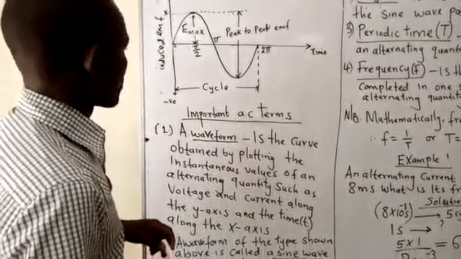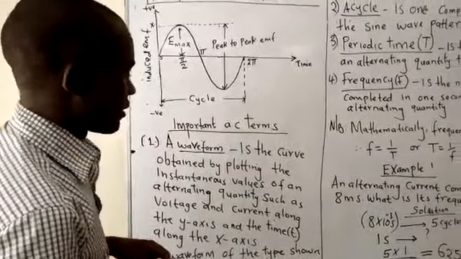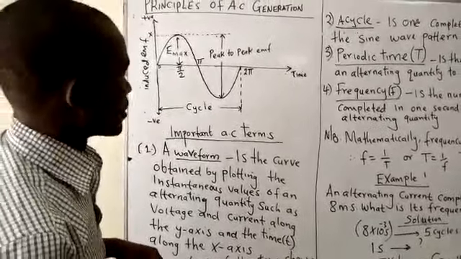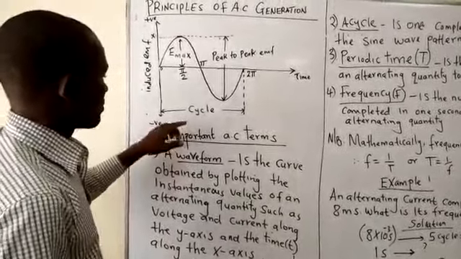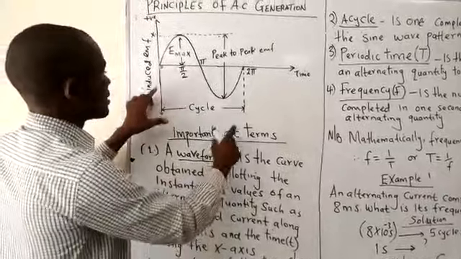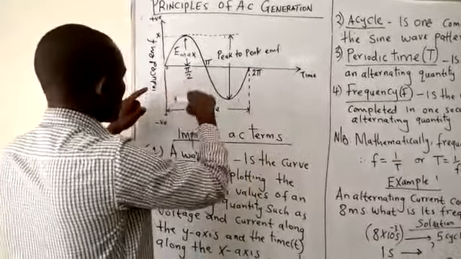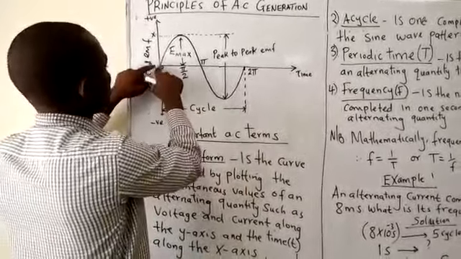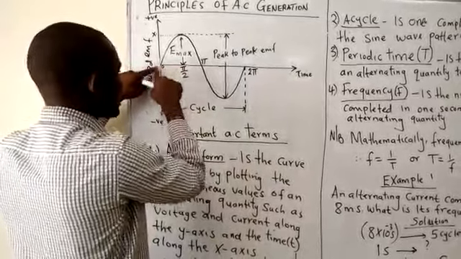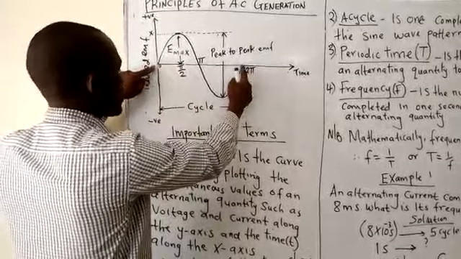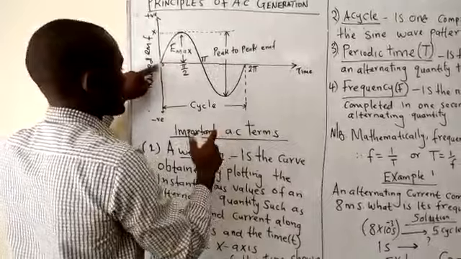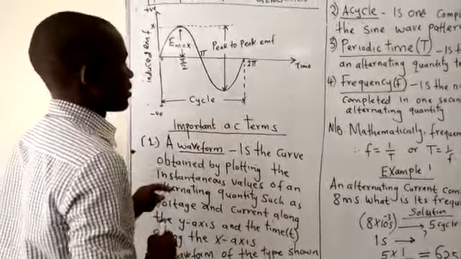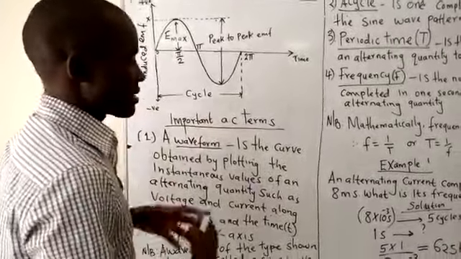Another term that we want to define is the periodic time. The periodic time is the time that is taken to complete this one cycle. So if this wave was to start from this particular point 0, the time it will take to reach this point is what we are calling the periodic time. That periodic time is also given in seconds, just like any other time.